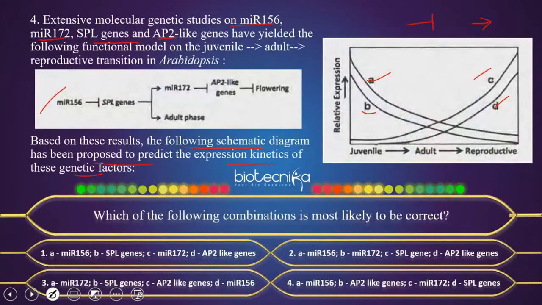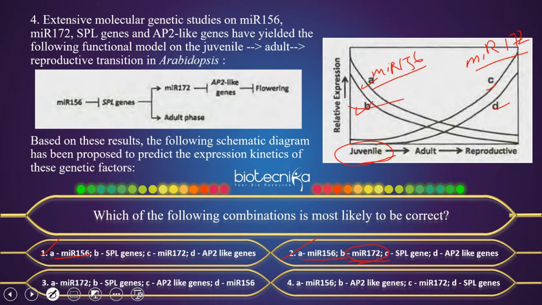Very good. So which definitely means if this is the juvenile phase, then out of A and B, one has to be MIR-156. Out of C and D, one has to be MIR-172. So this concept should be known to you, they are expecting it. Now let's say A is MIR-156, okay? B is over here. This cannot be correct, because B is showing MIR-172.